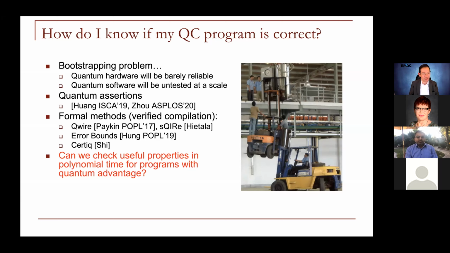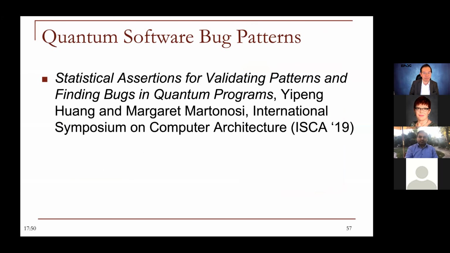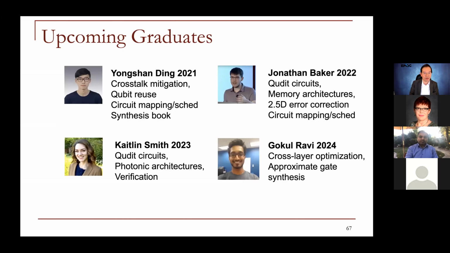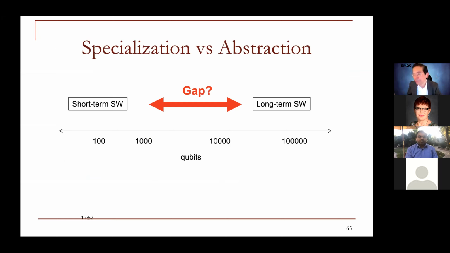I'm not going to talk too much more about it today, but I just wanted to mention it. So I'm going to skip a few things about correctness, and I'm going to sum up. I talked about this gap between machines and algorithms, right? Another interesting thing is, is there a gap between what we learn today about building software and systems for a small number of qubits and noisy machines, and what we expect long-term, right?